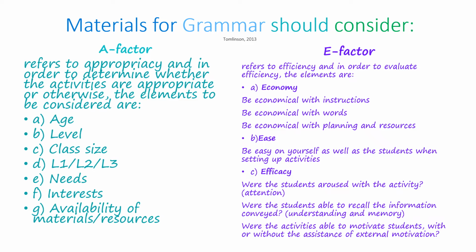Having the discrete items and discrete chunks in mind, let's consider two factors when we look for materials to teach grammar. Right, the two factors would be the A factor, or the appropriacy factor, and the E factor, which is the efficiency factor. So for the A factor, what would be the elements that we should consider? Well, the first one is age.